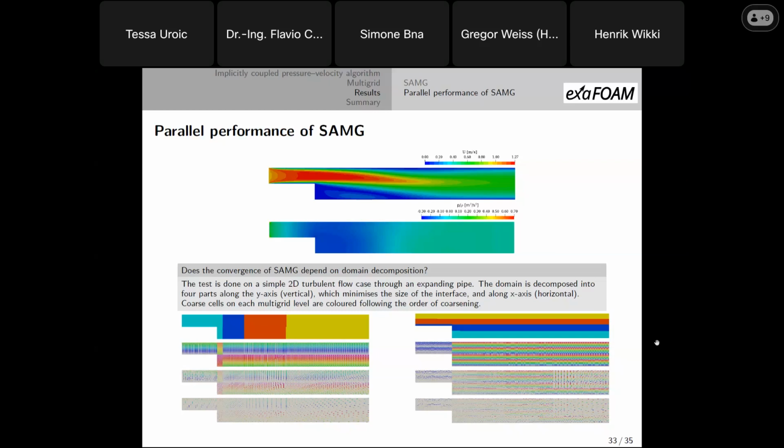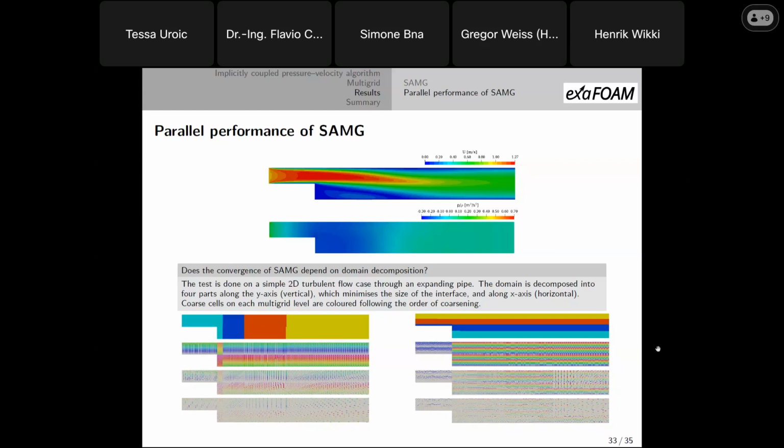And on the right-hand side, we have a violent horizontal decomposition where you have a large interface between cores. And the coarsening is also shown. So the colors, again, represent the order in which the equations were chosen to be coarsened. And this is throughout a number of levels. So we start with the finest level, then we go on to other coarse levels.